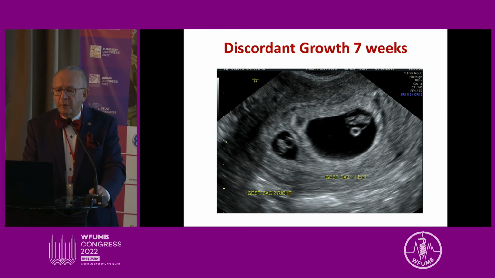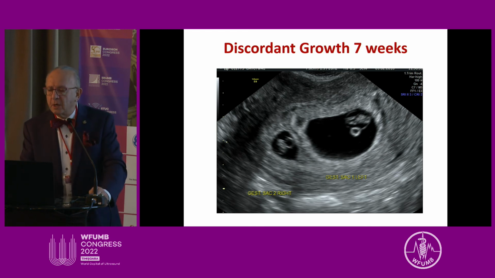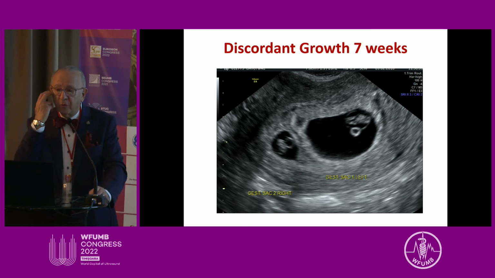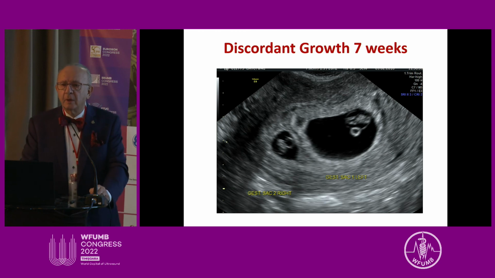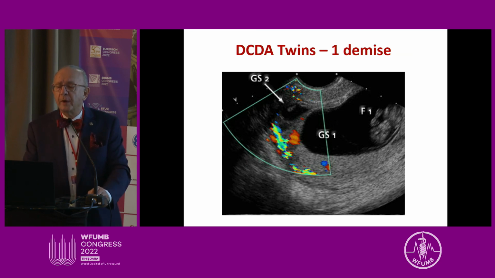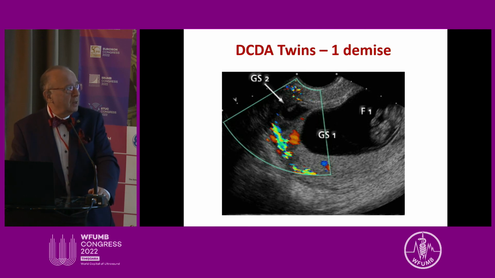So here are discordant twins at 7 weeks. The one on the right is normal, the one on the left is small. You can see that it's not only a difference in size, but also a difference in the volume of amniotic fluid. Obviously, the one on the right has a lot of fluid. The one on the left has much less fluid. Is that an early sign of twin-twin transfusion with a recipient and a donor? Maybe.